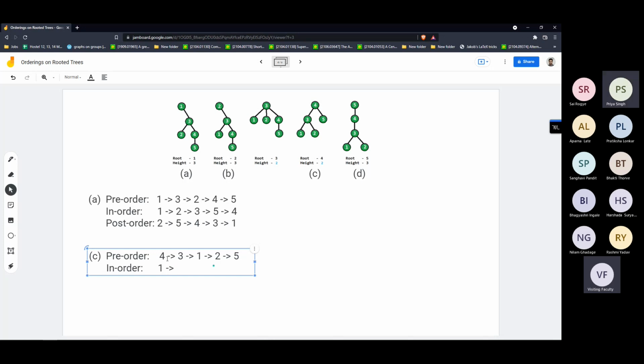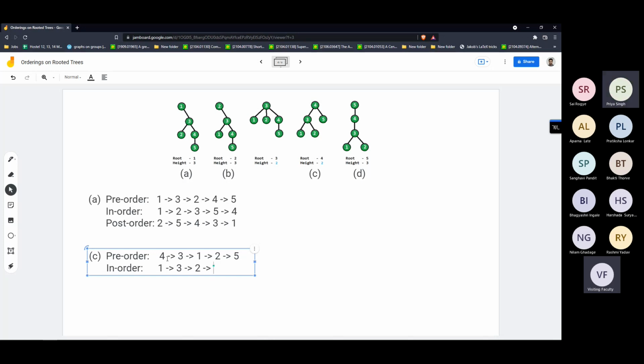Then we'll write the root of that subtree. So that's 3. Then we'll write the right subtree of 3, that is 2. This completes the left subtree of 4.